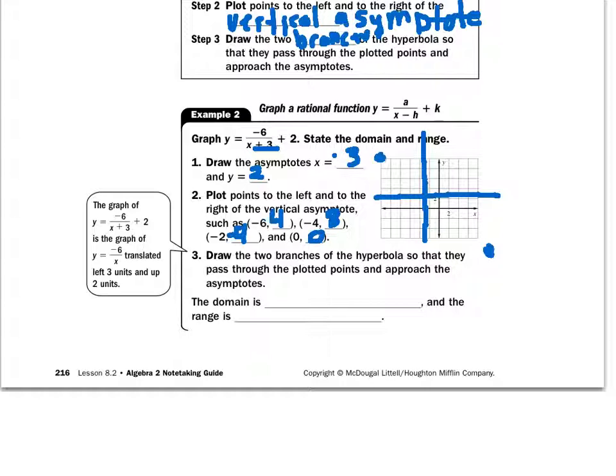So let's plot these points. Negative 6, up to 4. Here's the point. Somewhere in here. It's hard to do since it's so small. And then negative 4 and 8 would be up here.